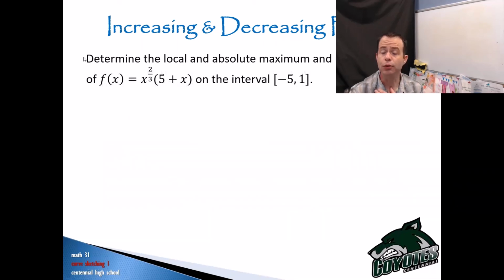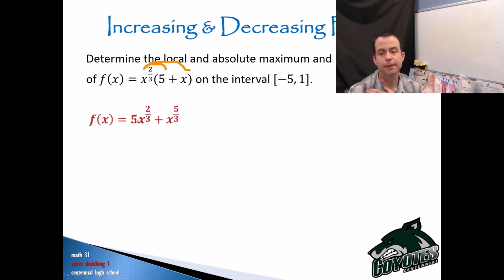Okay, so determine the local and absolute mins of f of x equals x to the 2 over 3 times 5 plus x on the interval -5 to 1. Okay, so for critical numbers, I want to take a look at the derivative, and I want to set the derivative either equal to 0 or non-existent. To take the derivative of this, we want to do it as quick and as easy as possible because the question isn't about taking the derivative, right? We're using the derivative to get to our next section. So instead of looking at this as the product rule, I'm going to do this multiplication right away, and then I can take the derivative of the two different terms.